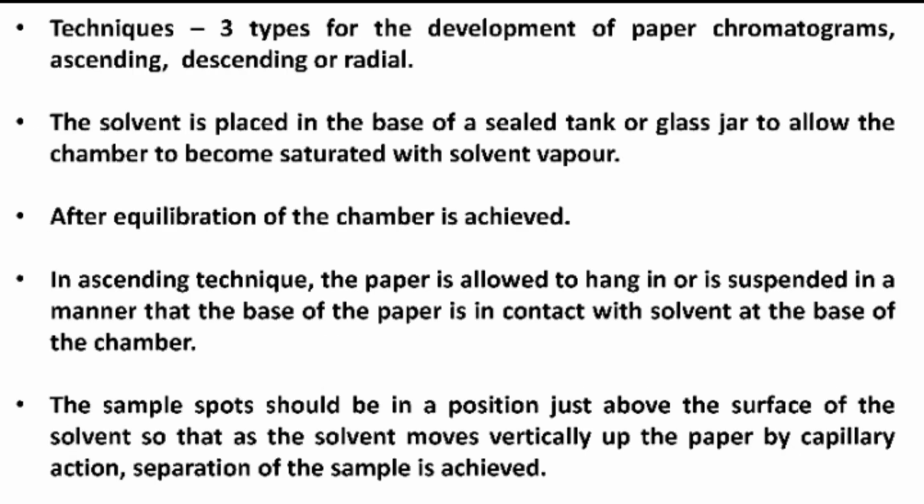Techniques. There are 3 types for the development of paper chromatograms: ascending, descending or radial. The solvent is placed in the base of a sealed tank or glass jar to allow the chamber to become saturated with the solvent vapor. After equilibration of the chamber is achieved, in the ascending technique, the paper is suspended in a manner that the base of the paper is in contact with solvent at the base of the chamber. The sample spots should be just above the surface of the solvent so that as the solvent moves vertically up the paper by capillary action, separation of the sample is achieved.